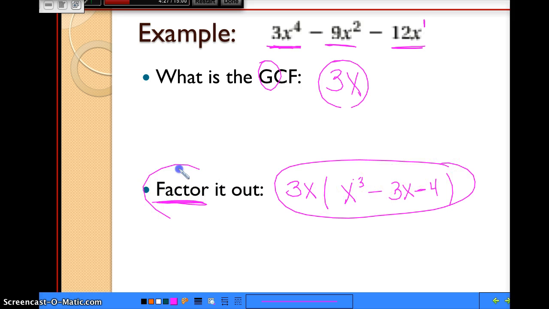So when they tell you to factor, you look for a GCF first. Some of them will have it, some of them will not. And if they do, factor it out by doing what we just did, which is the opposite of the distributive property.